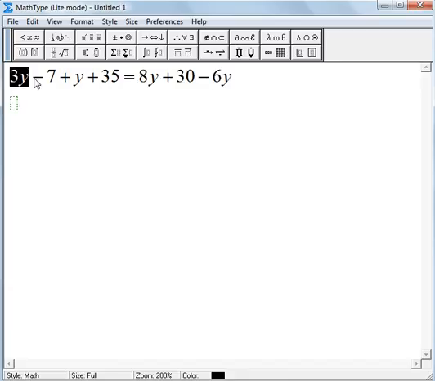On the left side, 3y is alike with plus y. So 3y plus y, that's going to be 4y. In addition, minus 7 is alike with a plus 35. So combine those two. So negative 7 plus 35, that's going to be equal to positive 28. So I simplify the left side of the equation.